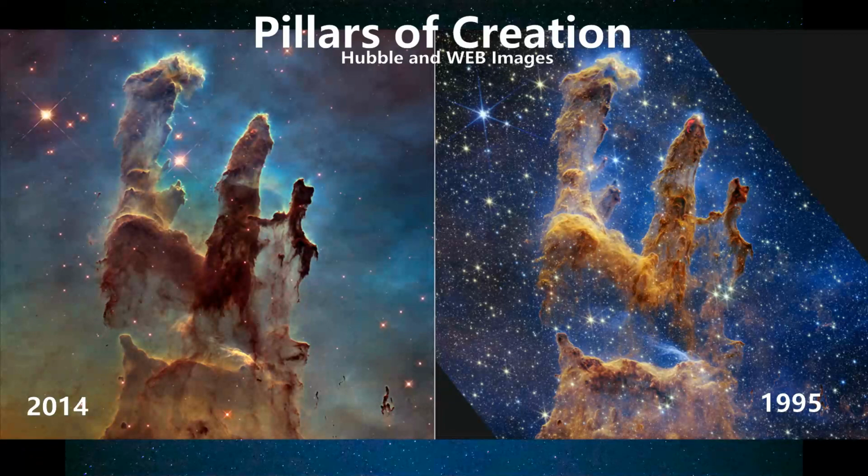By penetrating the dusty pillars, Webb also allows us to identify stars that have recently or are about to burst free. Near-infrared light can penetrate thick dust clouds, allowing us to learn so much more about this incredible scene. Both views show us what is happening locally.